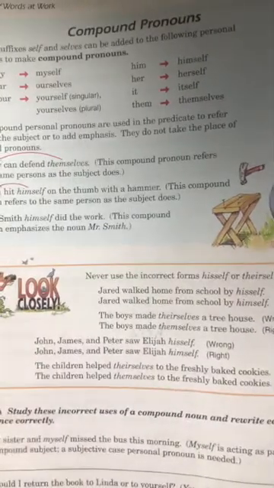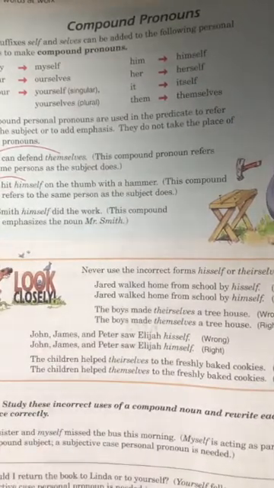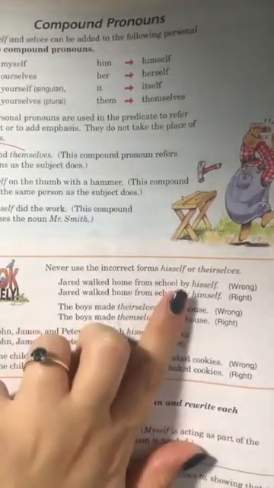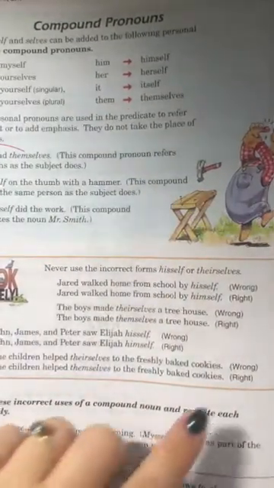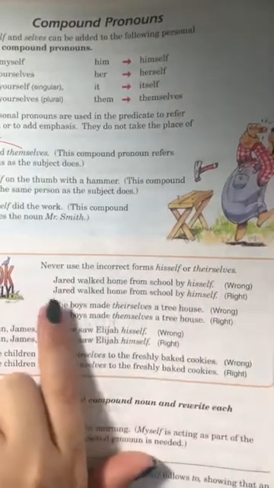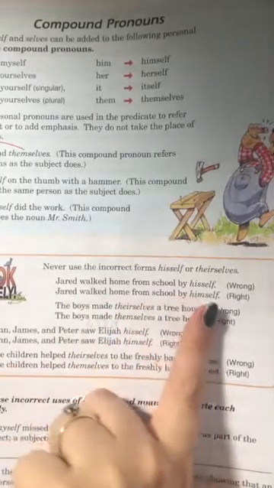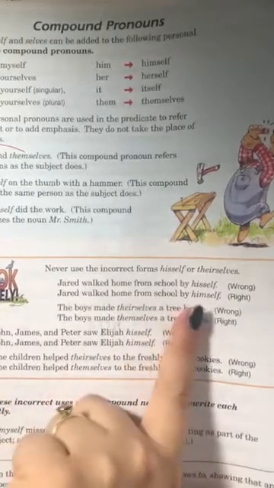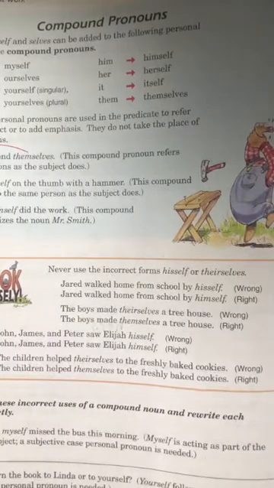So here, for Look Closely, we always get some tips. Sometimes we learn things that we may be saying wrong, just common errors. So on page 70, here on Look Closely, it says, never use the incorrect forms, his self, their selves. Oftentimes, you may use that, but that is wrong. So here's an example. Jared walked home from school by his self. No, that's wrong. Jared walked home from school by himself.